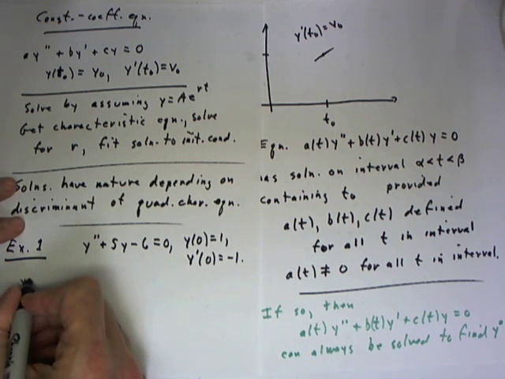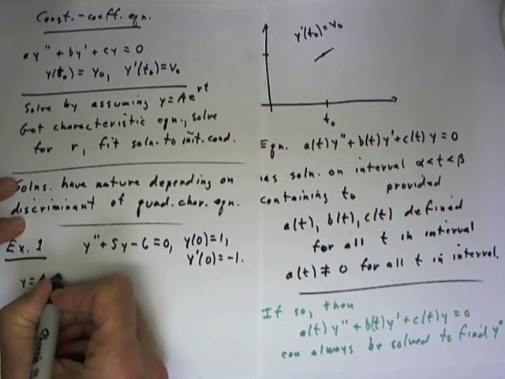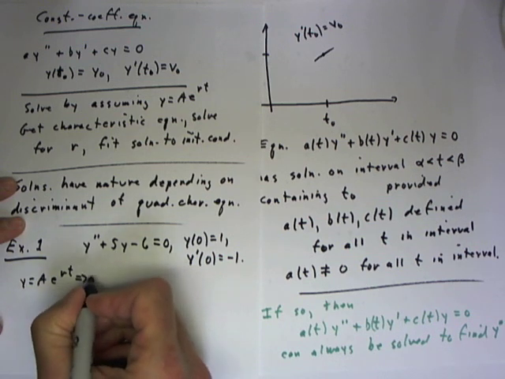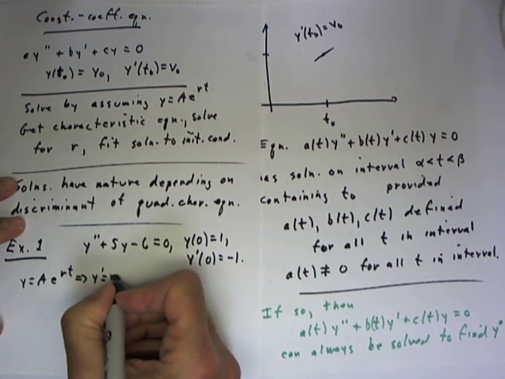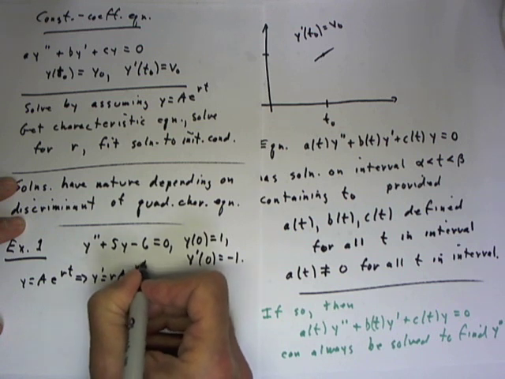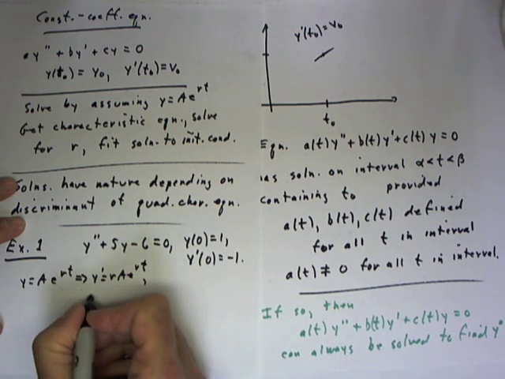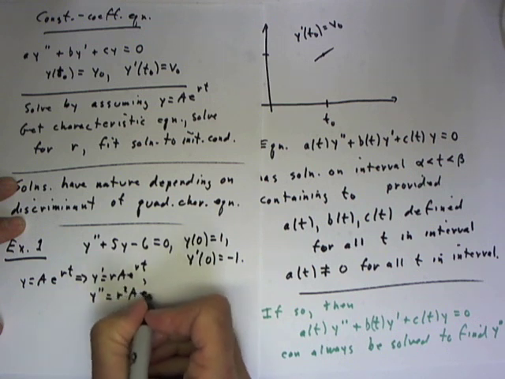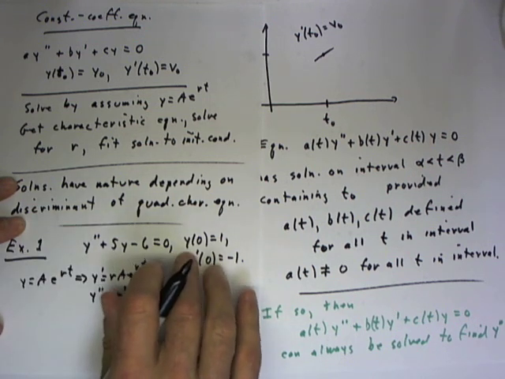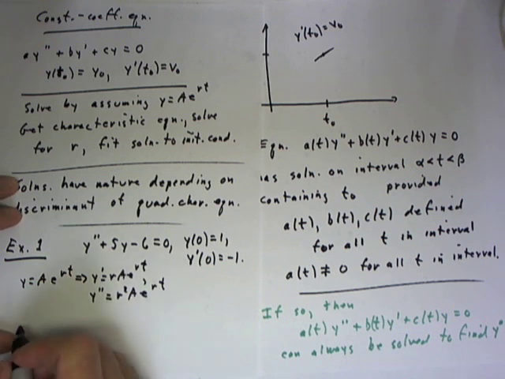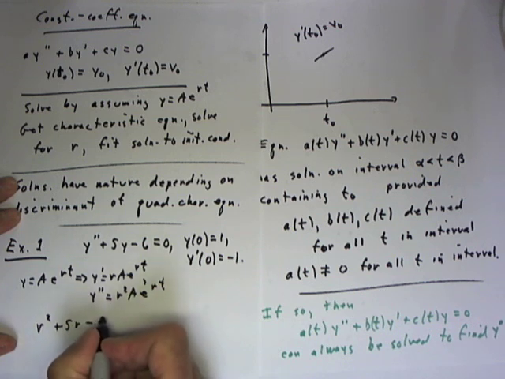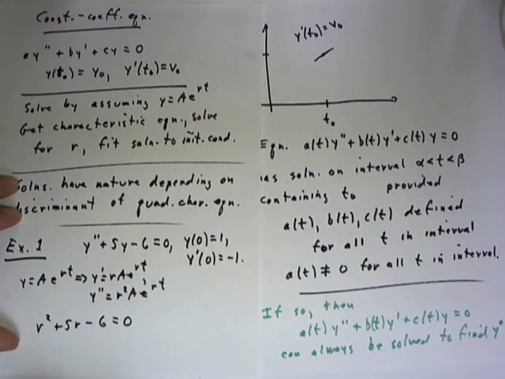So if y equals a e to the RT, then y prime is r a e to the RT, y double prime is r squared a e to the RT, and our equation becomes r squared plus 5r minus 6 equals 0.